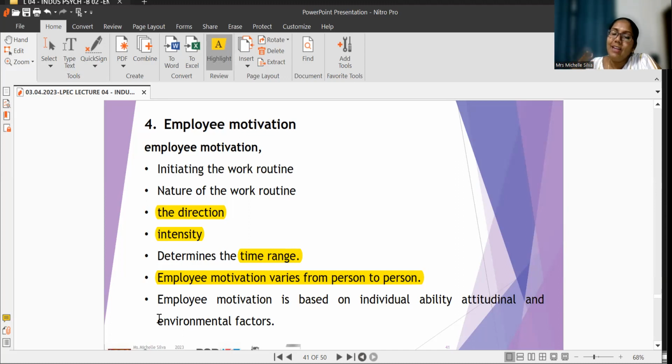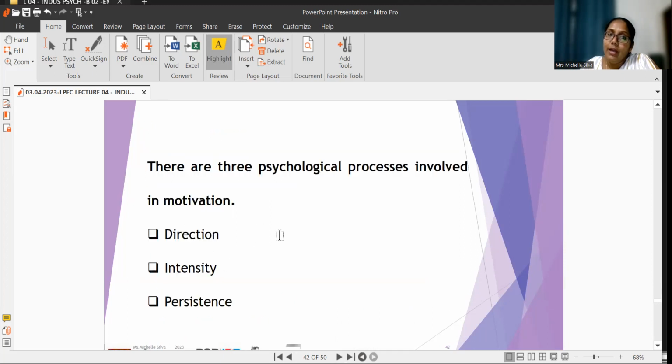So industrial psychologists basically decide the direction, they decide the time range, they decide the nature of the dedication required to complete the process, as well as the nature of the rewards that will be provided during the process. So that's why I told you motivation is a psychological process. Underline this psychological process and write down, it's an internal process. It is inside the human being.